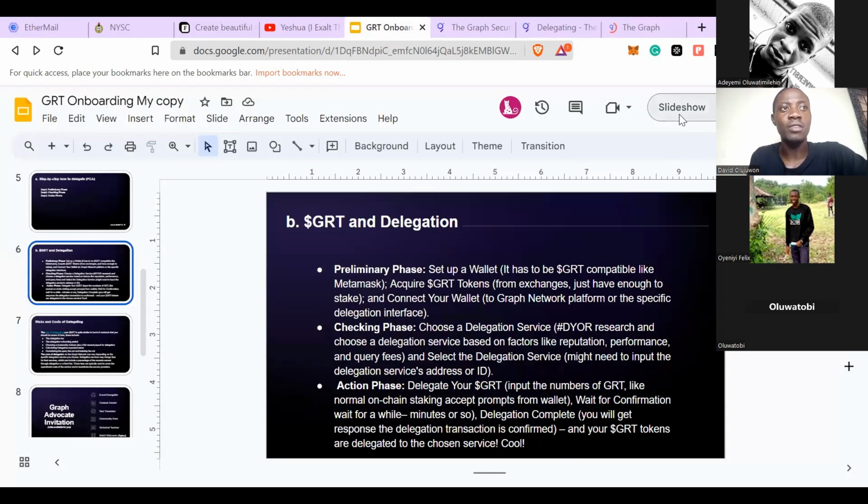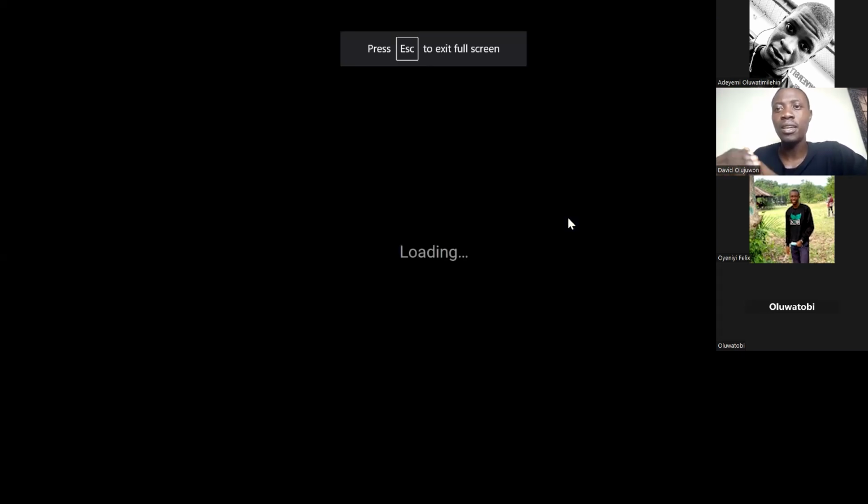Oh, great. So we've understood that your wallet must be set. You acquire your GRT in the preliminary phase, and then you head over to the checking phase. You do your research on the delegation service provider. Then you make your choice. When you have made your choice, then you connect your wallet.